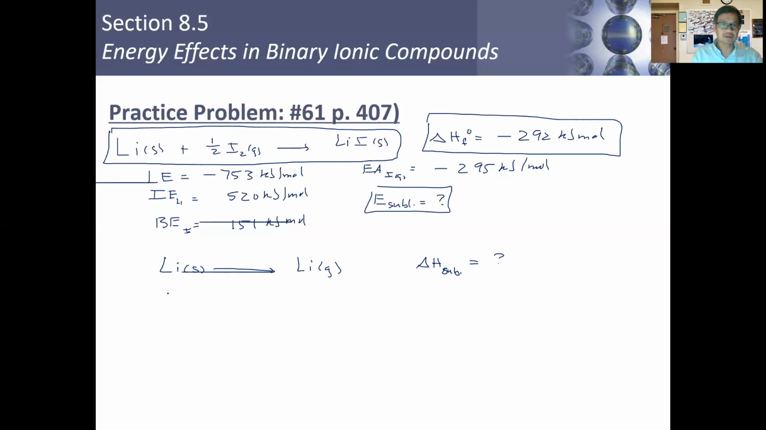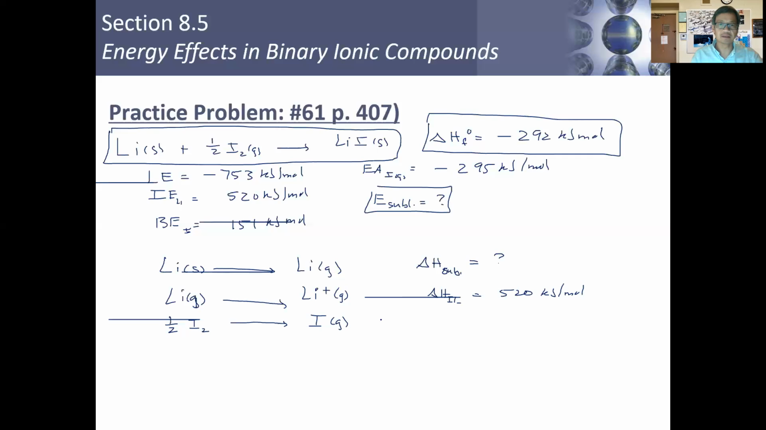Then remember, the second step is we're going to take the lithium in the gaseous state and ionize it to the lithium ion, and that's going to be your enthalpy of ionization. Let's write that down. We were given that ionization energy here as positive 520 kilojoules per mole. After that, we have to break up the iodine molecule into the separate iodine atoms, and that's the energy of dissociation.